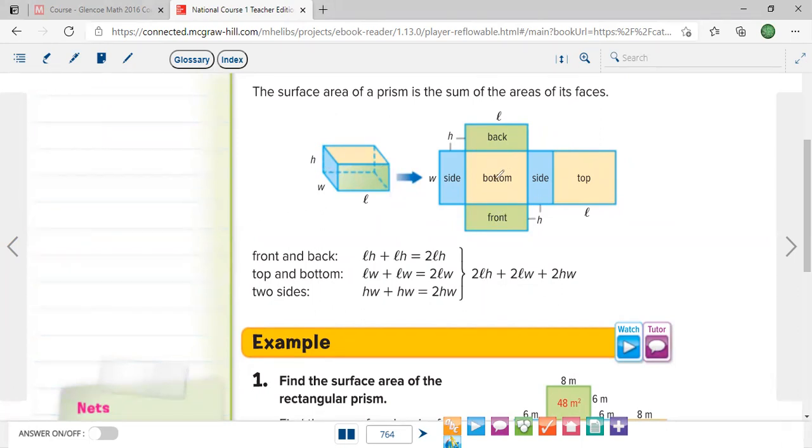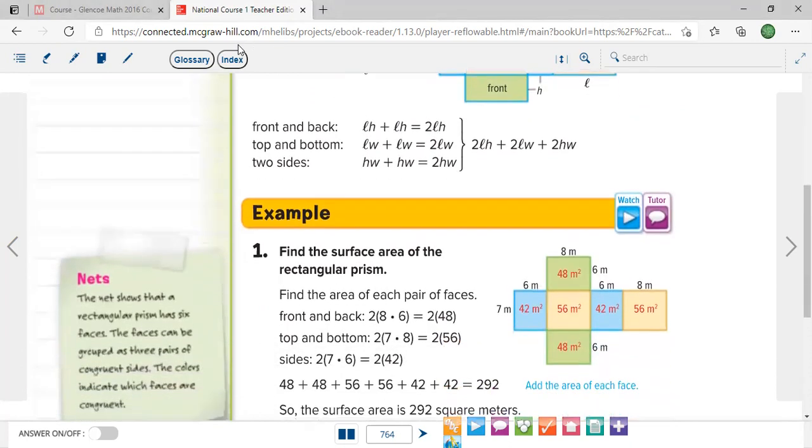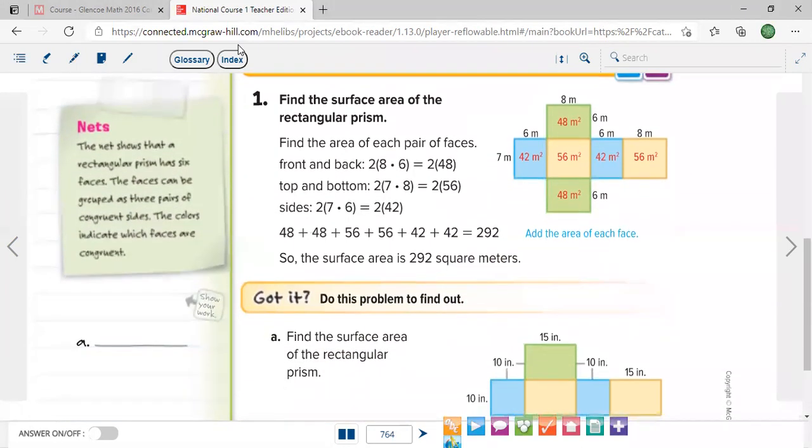The bottom always has sides to the right and left, and the front and the back will be up and down when you flatten the box. And exactly the same as the bottom will be the top here, to the very far right of the figure.